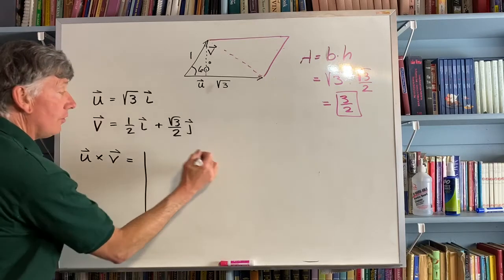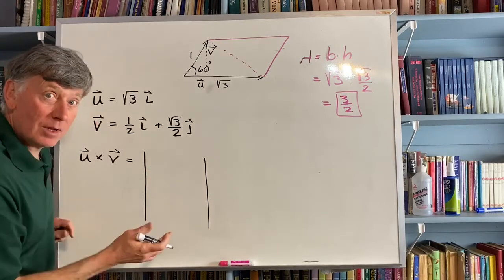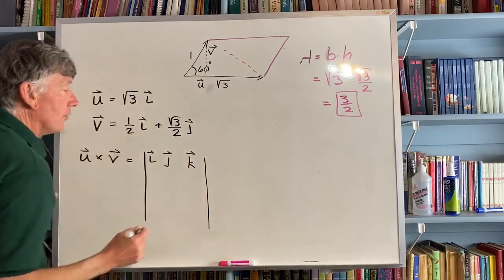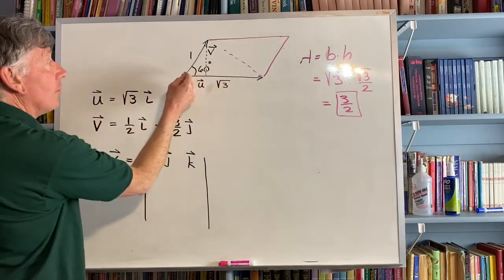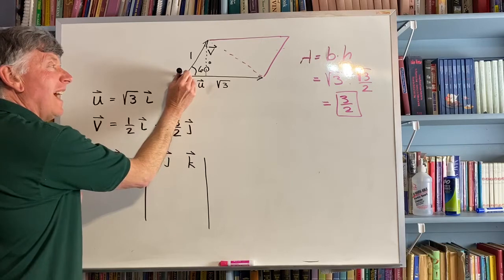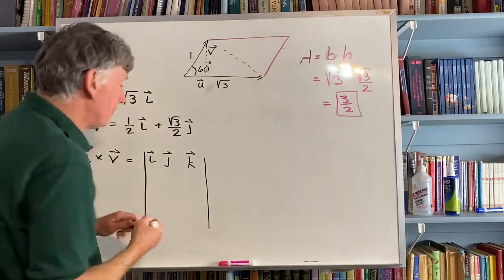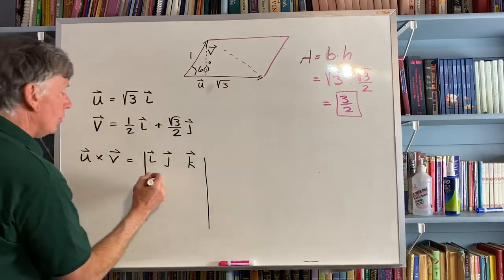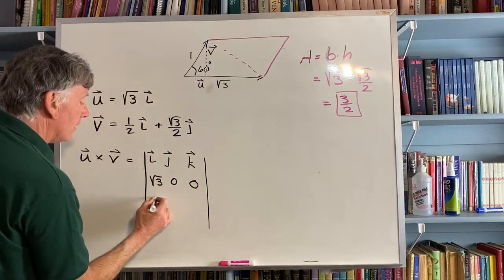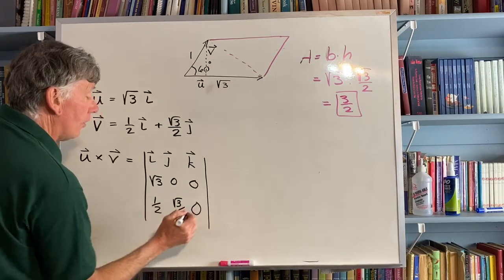Even though I don't have k's here, I still have to do it. I have to do the 3 by 3 determinant: i, j, k. The reason I do is because when I do the cross product, the vector that I form comes out of the board in the k direction. I have to make allowance for that here. u is square root of 3, 0, 0. v is 1/2, square root of 3 over 2, 0.